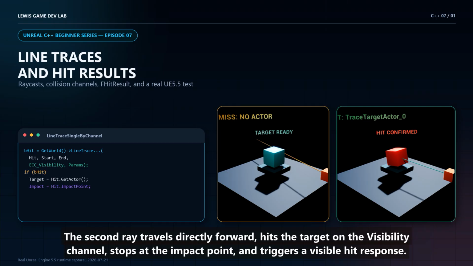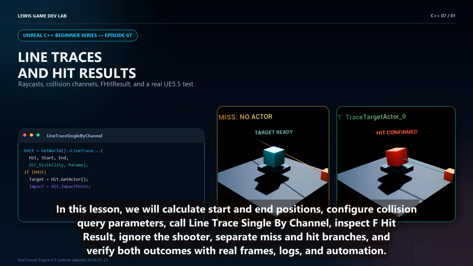a visible hit response. In this lesson, we will calculate start and end positions, configure collision query parameters, call LineTraceSingleByChannel, inspect FHitResult, ignore the shooter, separate miss and hit branches, and verify both outcomes with real frames, logs, and automation.